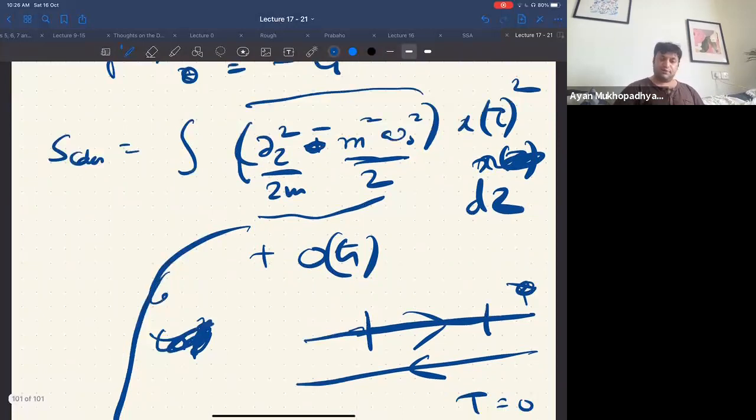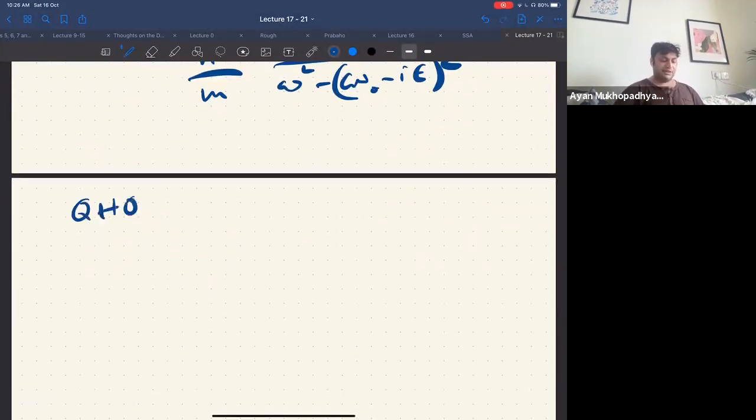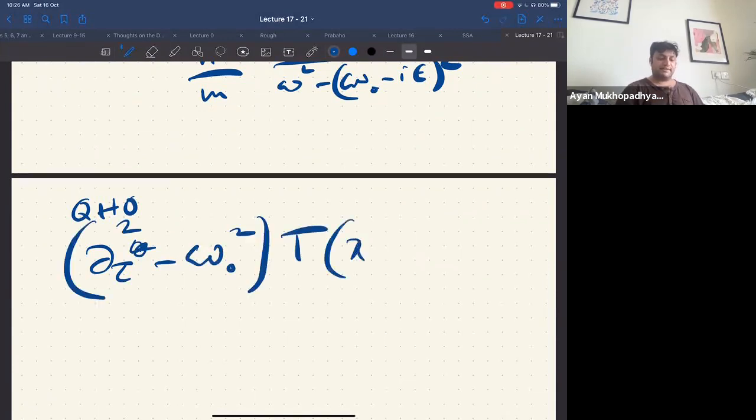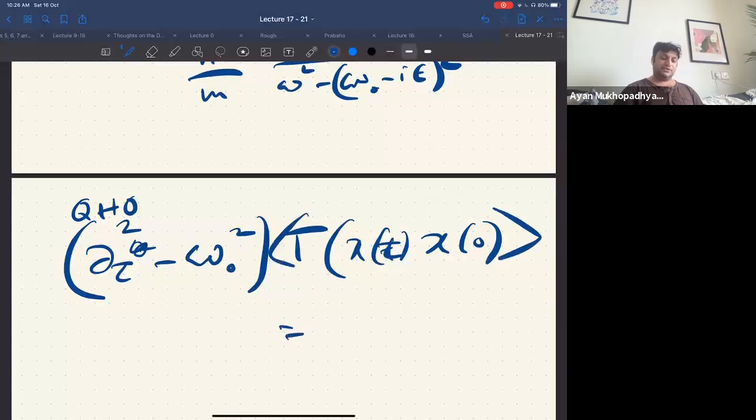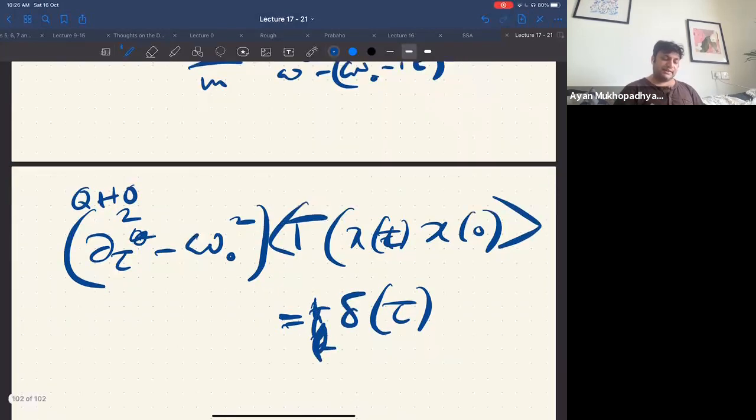There is also another way to say the same thing. If you remember, for the quantum harmonic oscillator, we proved that del tau square minus omega naught square acting on the time order propagator, x tau x0, is equal to delta tau. There is a factor of h bar by m, but you can absorb all of that in this. I'm just writing schematically. Remember, we showed that this is true by working it out. We used the Heisenberg equations of motion for the quantum harmonic oscillator, and we showed that this is true.